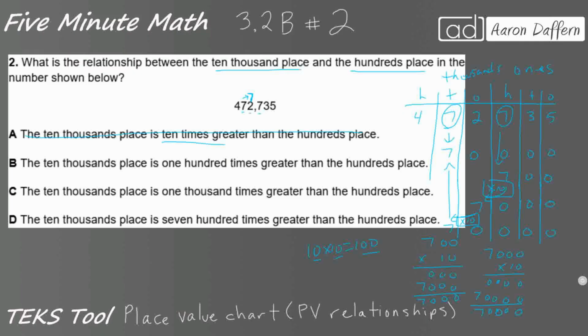The 10,000s place is 100 times greater than the hundreds place. Okay, so that's what we did, 100, because we did 10 times twice. 10 times 10 makes 100. So that is going to work.